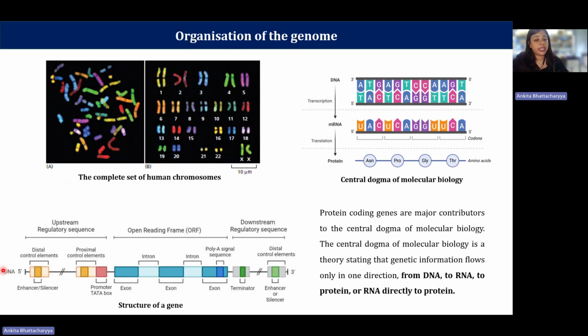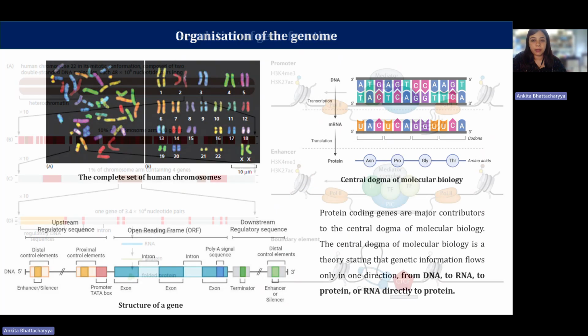And when you define a gene structure, which is what I was previously mentioning, there are certain cis elements which define the boundaries or the foundation of a gene. That includes certain regions like, of course, the ORF, the open reading frame, which includes intronic and exonic sequences, which have some downstream regulators like terminators, enhancers, silencers, etc. There are some upstream regulatory sequences, which include distal control elements and proximal control elements as well. So information is passed from DNA to RNA to protein as part of the central dogma.